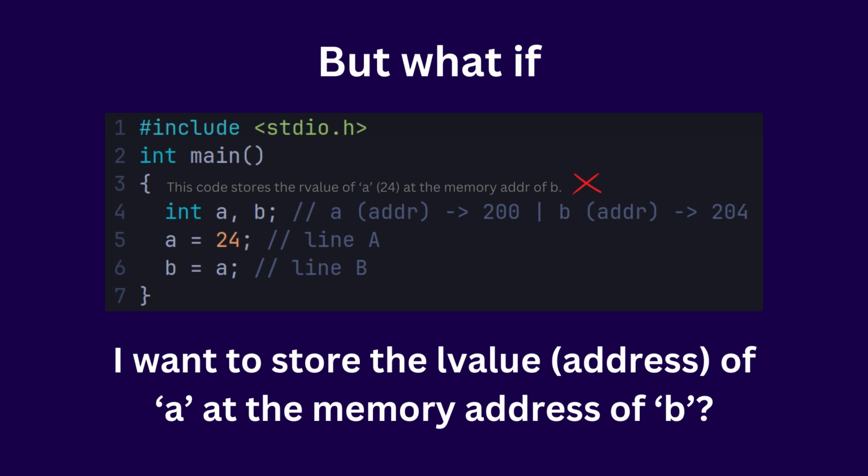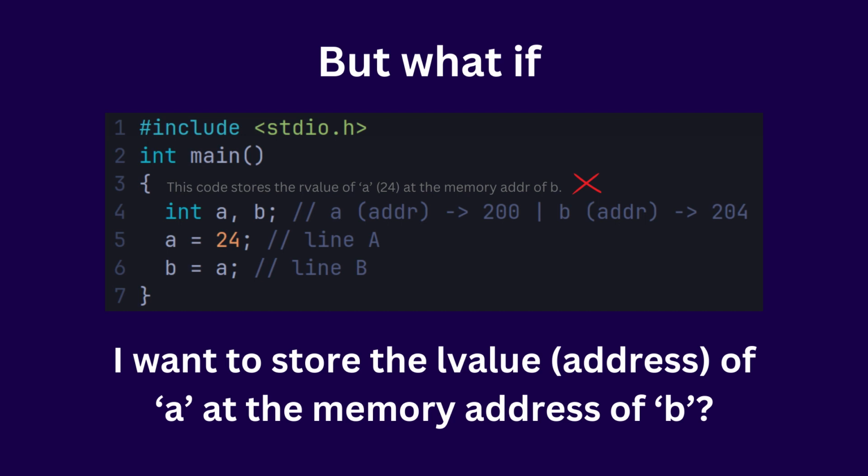But hear me out. What if I want to store the L value of A, as in the address of A, at the L value of B? After this assignment, I expect the L value of B to be 204 and the R value of B to be 200 and not 24. In the line B, in the last example, we are storing the R value of A, that is 24, at the L value of B, which is 204.